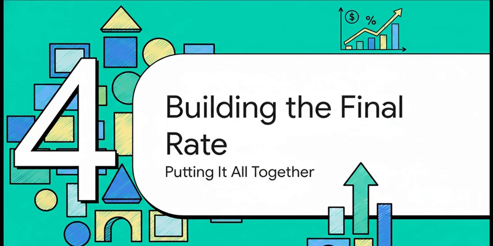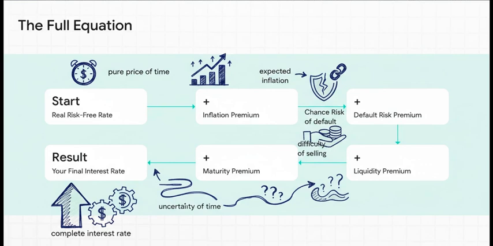All right, we've gathered all of our building blocks. We've got the foundation, we've got the real-world adjustments, we've got the risk layers. Now, let's stack them all up and see how we get to the final interest rates we see every day. And there it is. You start at the bottom with the pure price of time. That's our real risk-free rate. Then you add a layer to protect against inflation. Then you start stacking on the risk premiums, one for the chance of default, one for how hard it is to sell, and one for how long you're tying up your money. Put it all together, and voila, you have a complete interest rate.